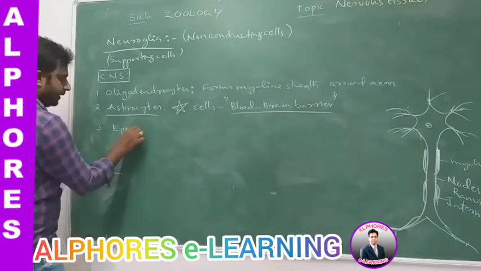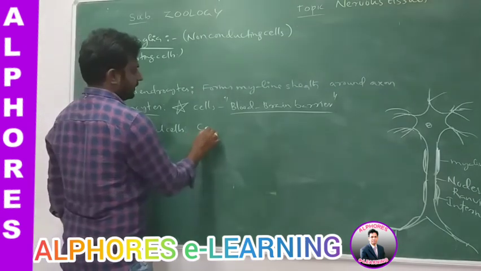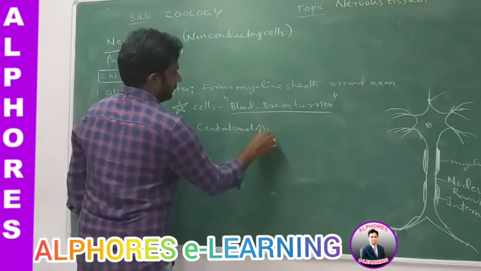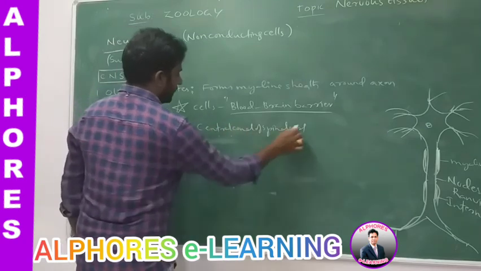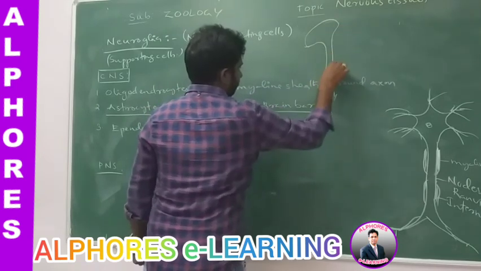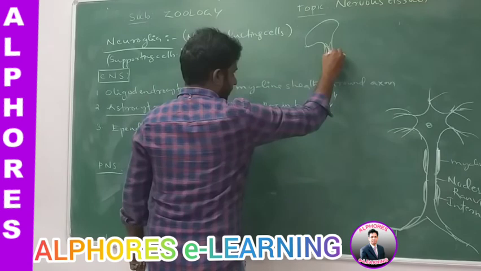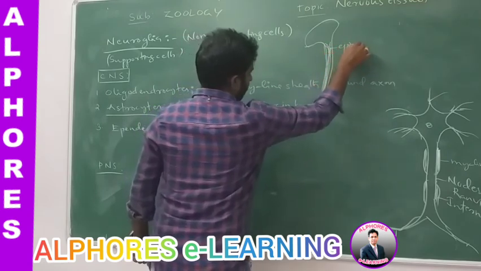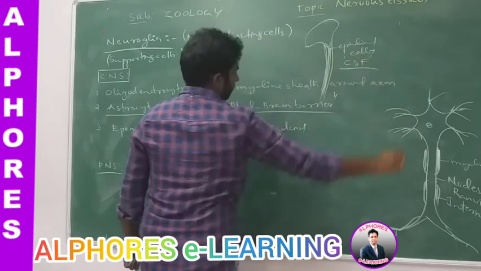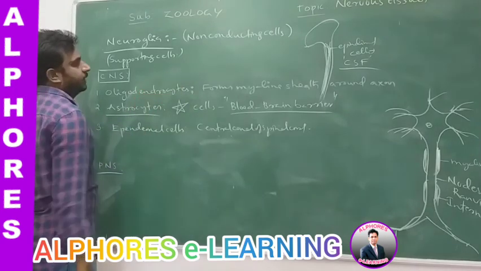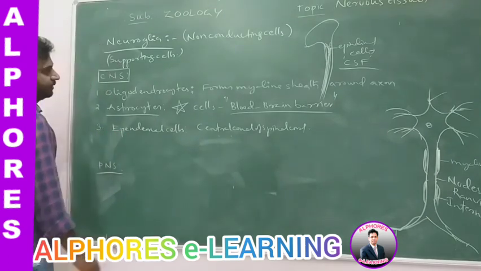The third type of cells are called ependymal cells. Ependymal cells are present in the central canal of the spinal cord and cavities of the brain. What is the central canal of the spinal cord? In the spinal cord, in the center, one canal is present. This central canal is lined with ciliated cells, which are called ependymal cells. They are involved in the transportation of cerebrospinal fluid, CSF. The cerebrospinal fluid flows through the movement of the ependymal cells.